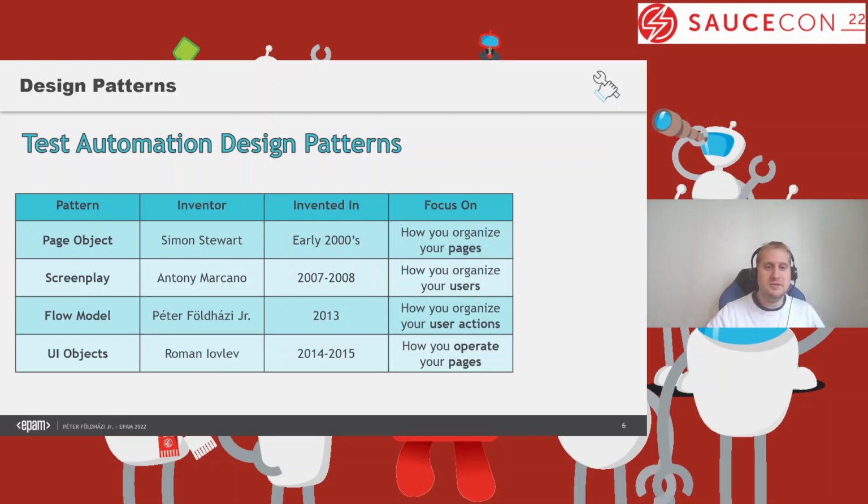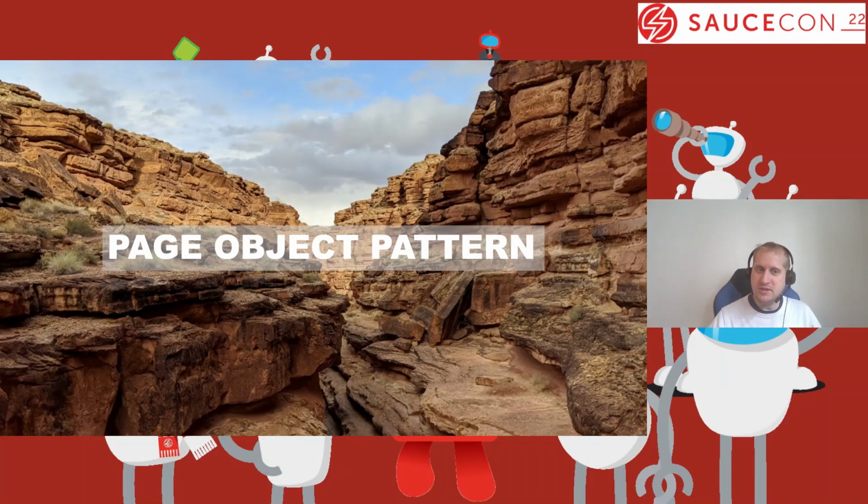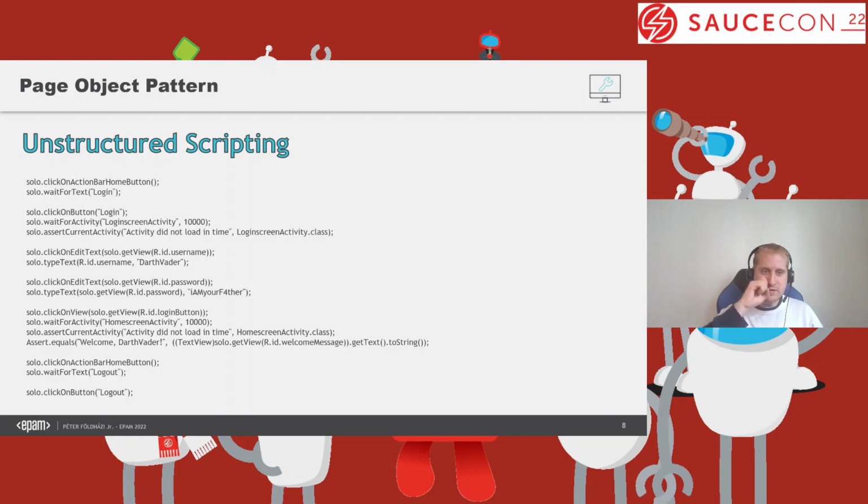More on that later. Before that, I would like to go deeper into one of the main topics of today, and that's, of course, the page object pattern. So when you look at this piece of code, what do you think first? What are the first thoughts that come into your mind?